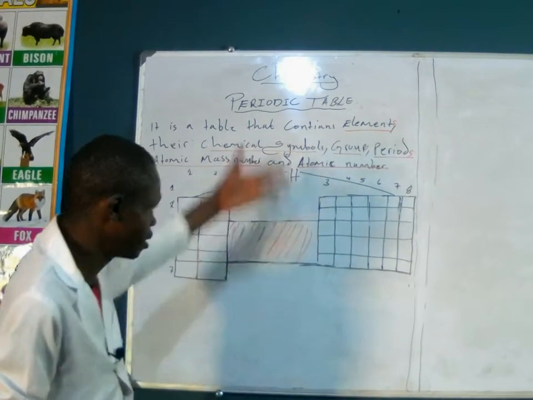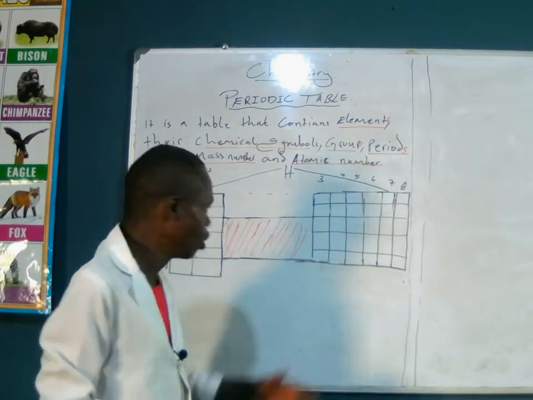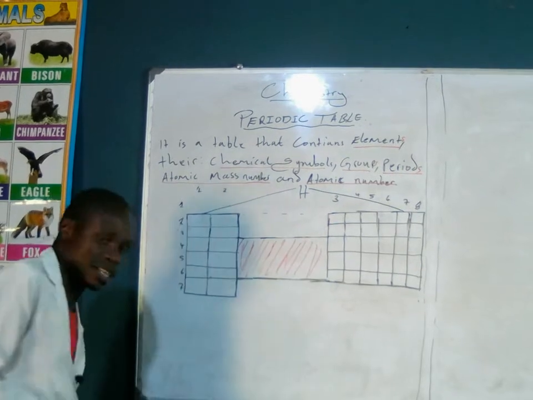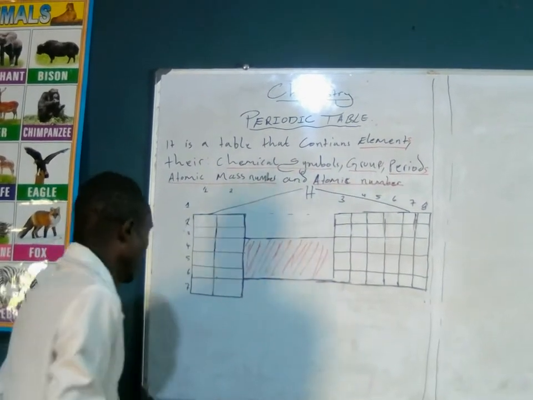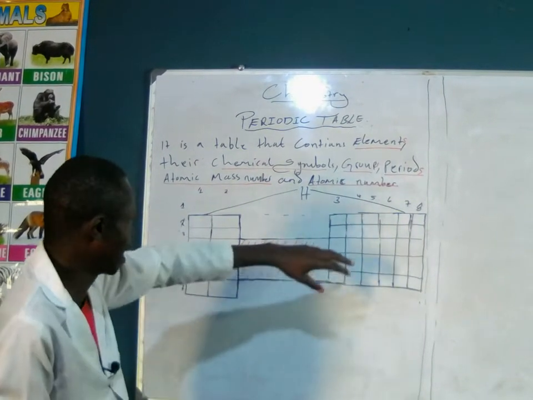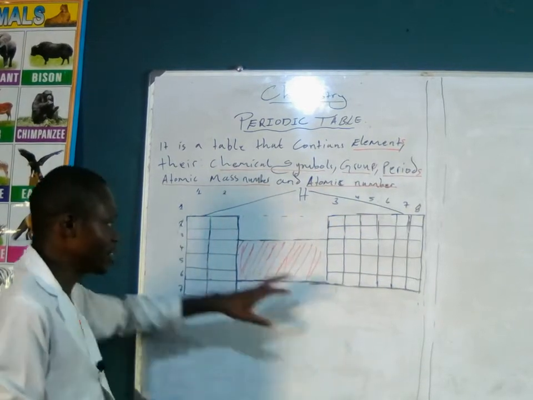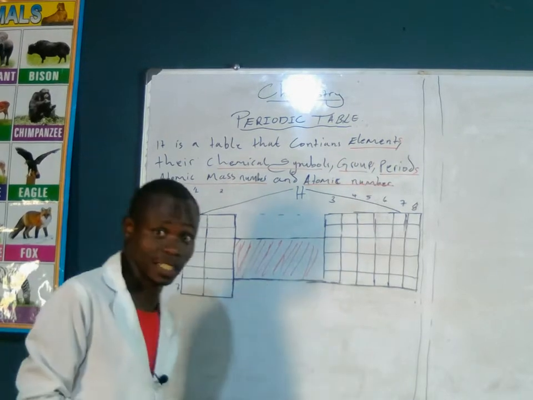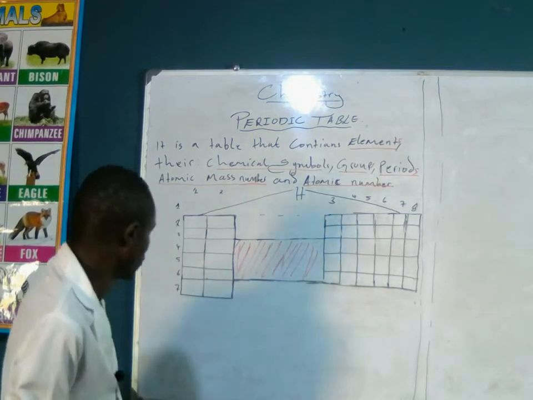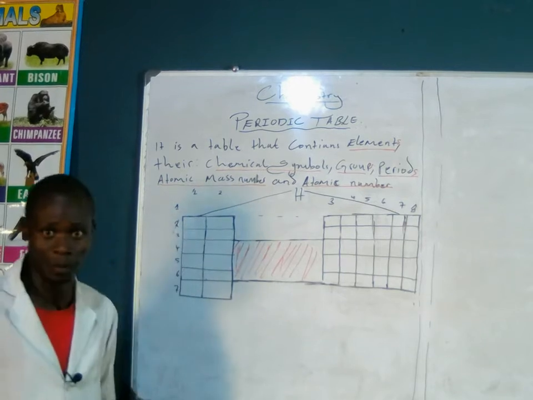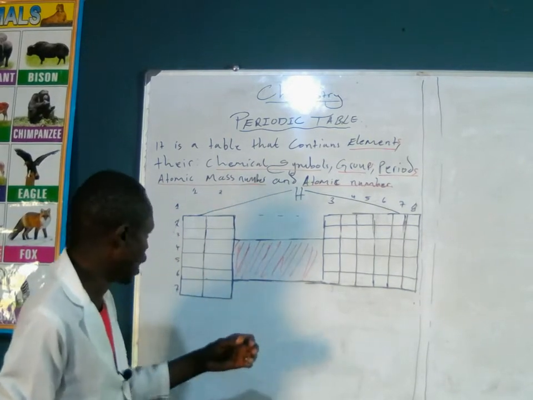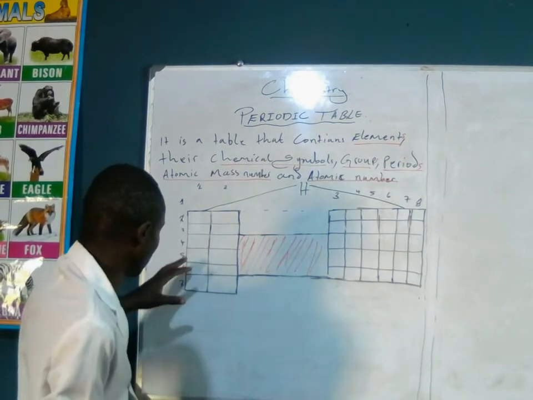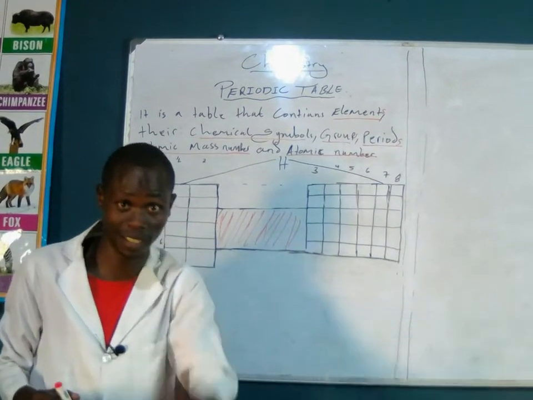I'll explain it more when we look at the entire periodic table. Now here we have a diagram. This diagram is an image of what we call a periodic table. I may not draw it neatly, but you need to understand that the concept still remains the same.